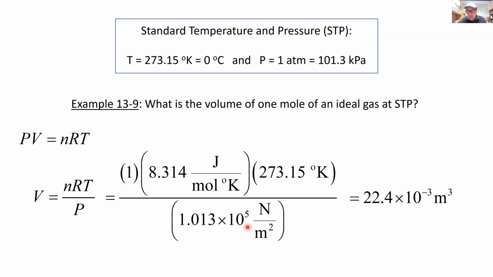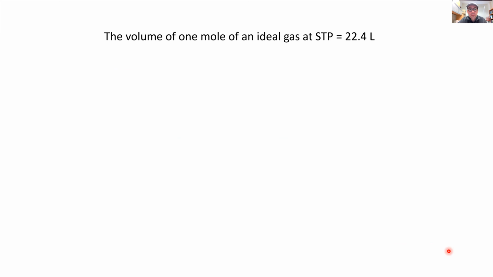Put that in a calculator and you get this number, 22.4 times 10 to the minus 3 cubic meters, which is 22.4 liters. A liter is a cube that's 10 centimeters on the side, or 10 to the minus 3 meters cubed. So this is something that's good to know. The volume of 1 mole of an ideal gas at STP is 22.4 liters.